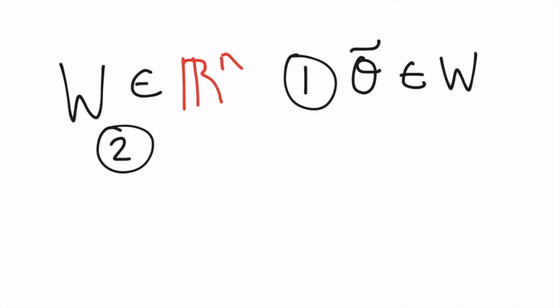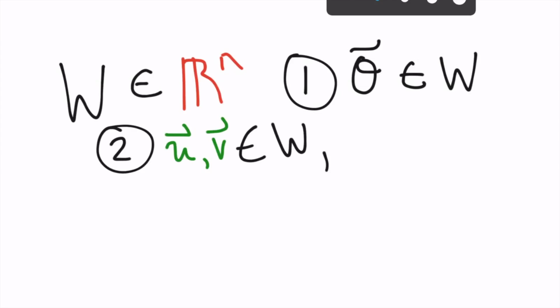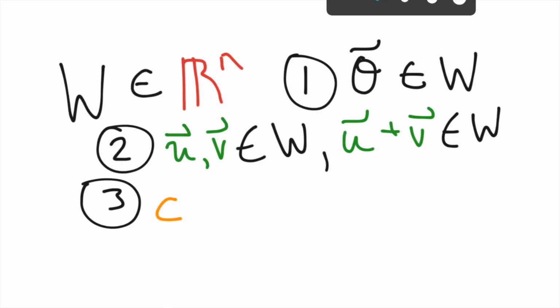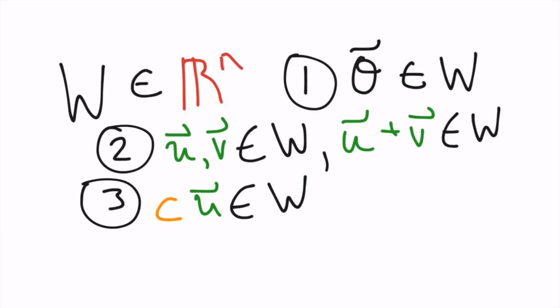Secondly, if we have 2 vectors, let's say U and V, which are both in W, then their sum, U plus V, must also be in W. Thirdly, if we take some scalar, we just call it C, and we scale U by C, the resulting product is also going to be an element of W.